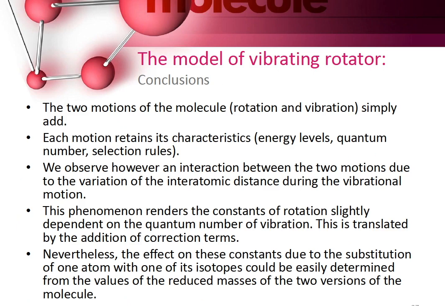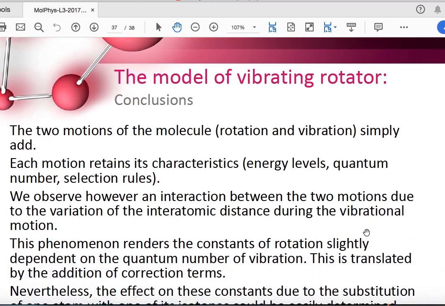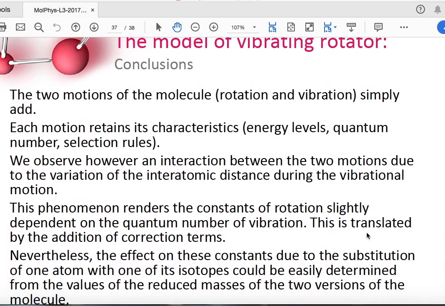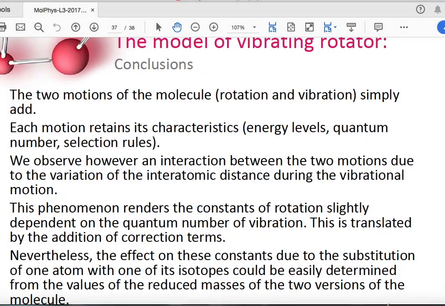Well, in conclusion, this chapter really requires us to do something like this. In the very simple approximation, the two motions just add up, so there's no interaction between them. We actually go from one level of V to a higher level of V corresponding to delta V equal plus 1.